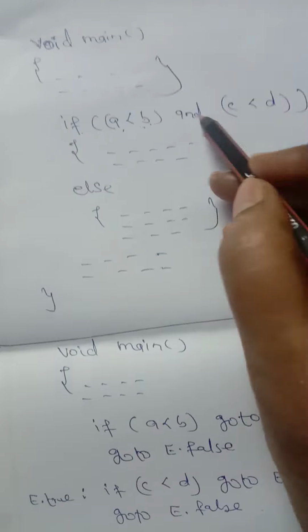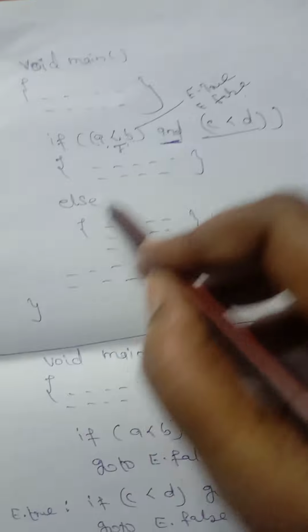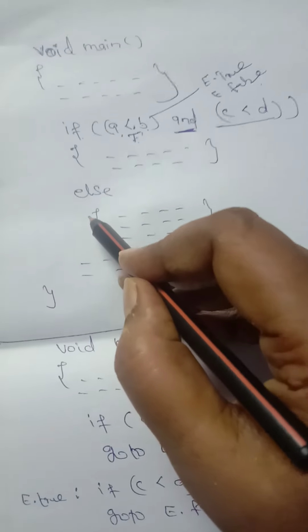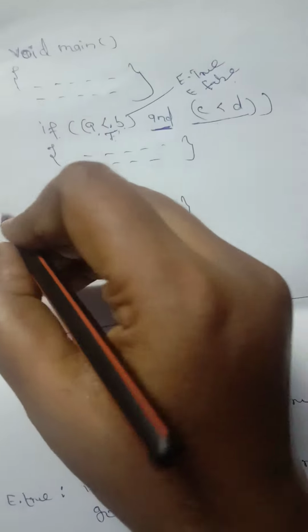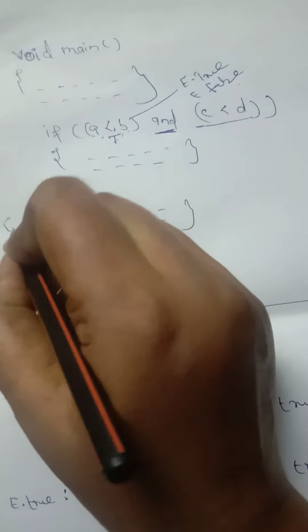It may generate two values, that is, E, the expression, is either true or false. E dot true or E dot false. If it is true, we have to execute the next statement. Otherwise we have to come out of this and execute else. So this part is called E dot false.